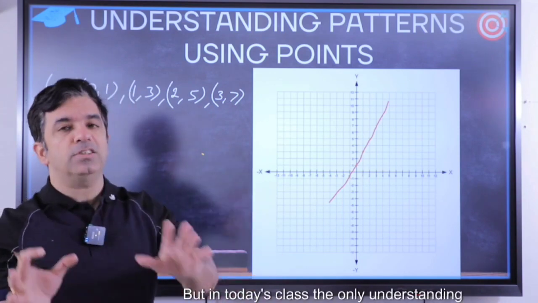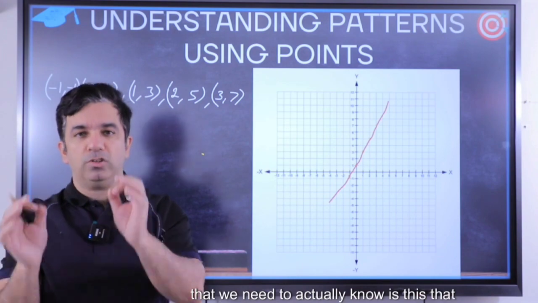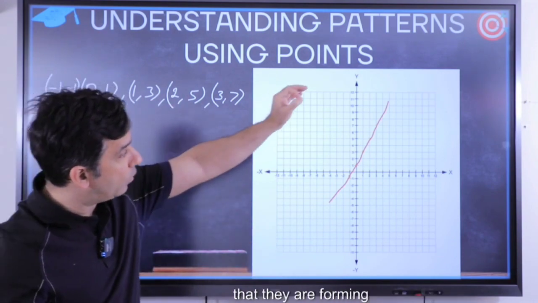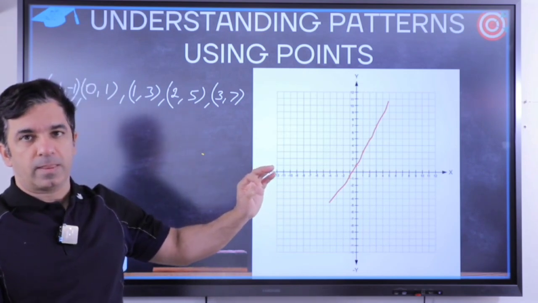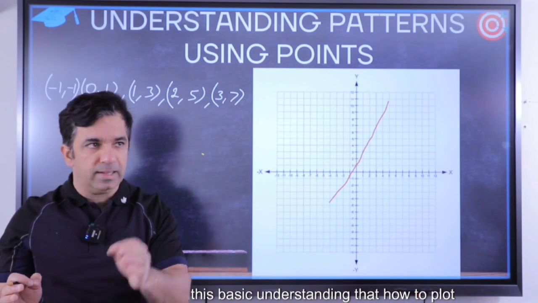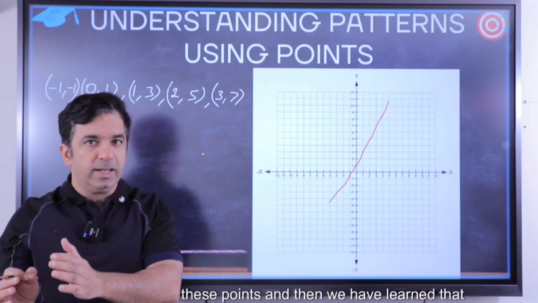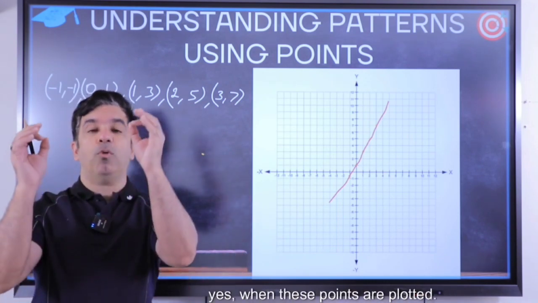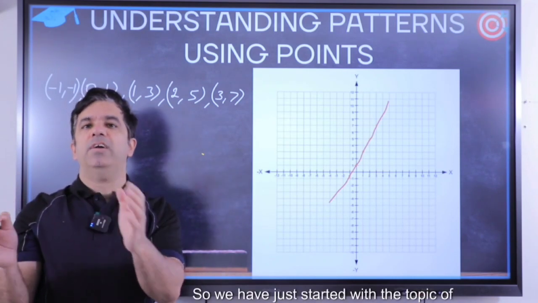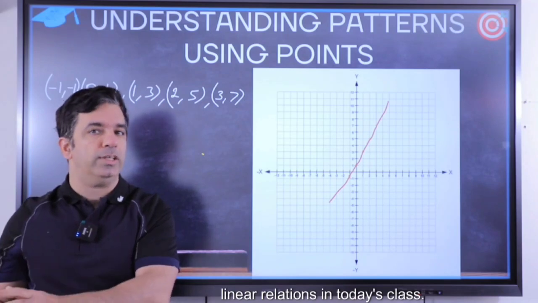But in today's class, the only understanding that we need to know is this, that when these points are marked, we can see that they are forming a line. That's it. So in today's class, we have started with this basic understanding of how to plot these points, and then we have learned that when these points are plotted, they can form a pattern as well. So we have just started with the topic of linear relations in today's class.